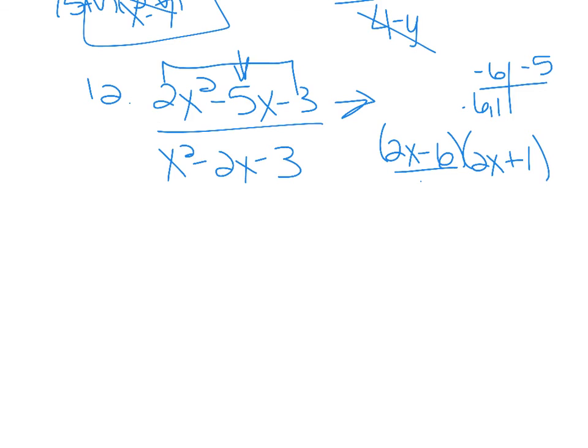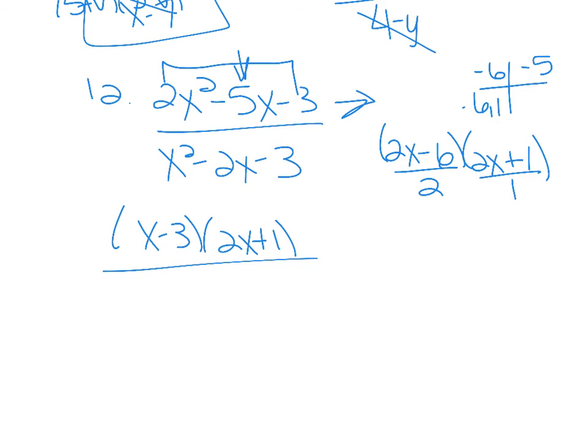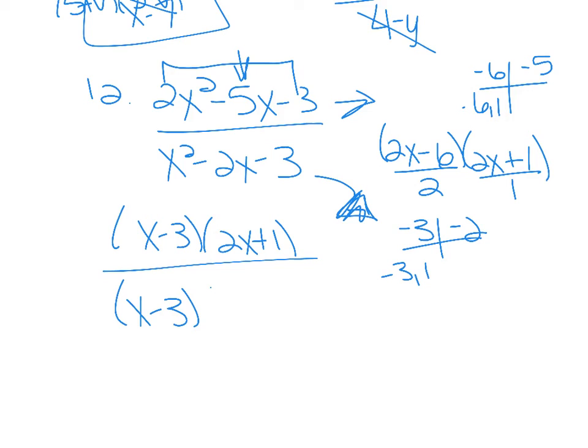The first factor has a 2 in common. The second factor has a 1 in common. So I should get x minus 3 times 2x plus 1. Now in my denominator, I don't have to do the airplane method because it's just x squared. So we're looking for factors of negative 3 that add to a negative 2, which should be a negative 3 and a positive 1. So we have x minus 3, x plus 1.